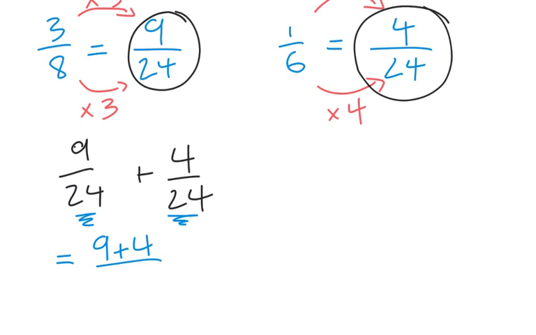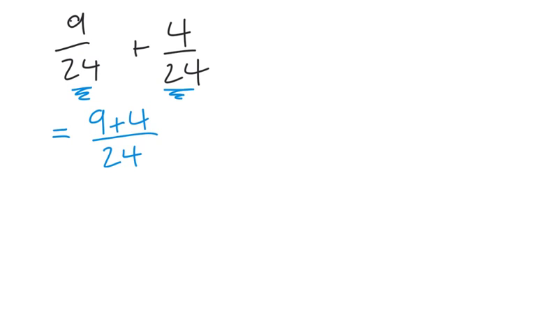and this is a common mistake. A lot of students add the denominators. You do not touch the denominators. The denominator remains the same, so it remains 24. So let's go ahead and make some more space. At this point, we can go ahead and simplify 9 plus 4, which is 13, and the denominator stays the same.